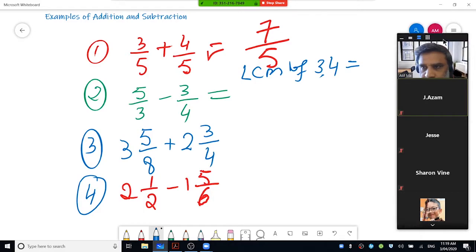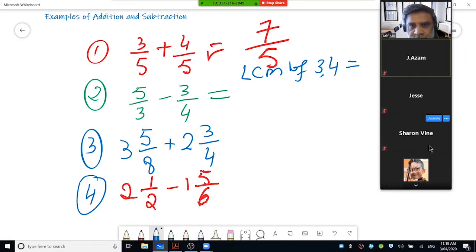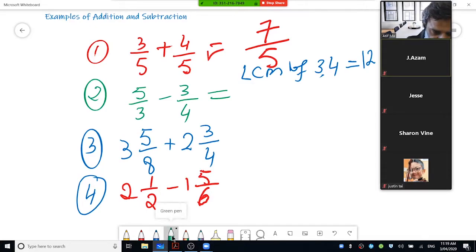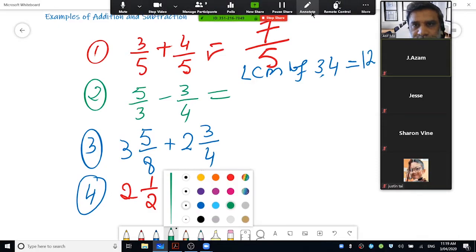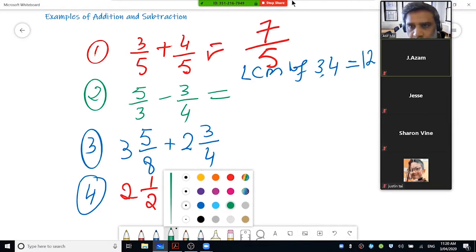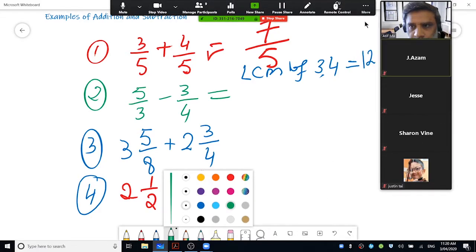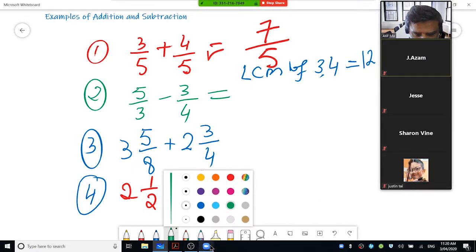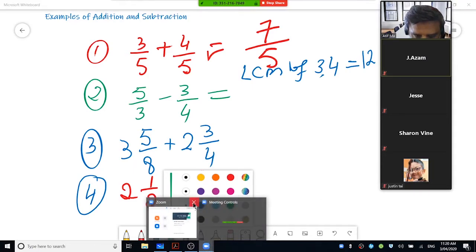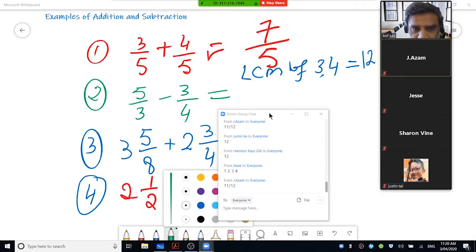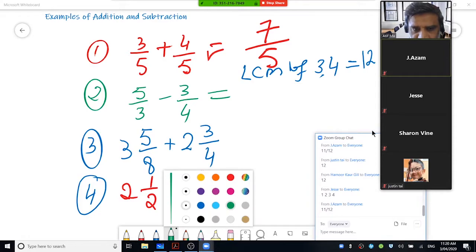Okay. So the least common multiple of 3 and 4 is 12. So you have to now convert this denominator into 12. So what would be the answer? Let me change this to green color. Okay, so some of the students have quickly done.